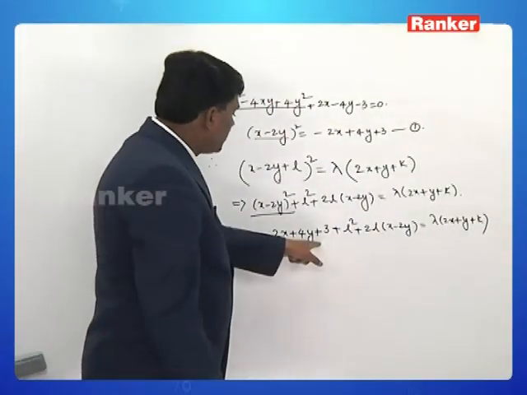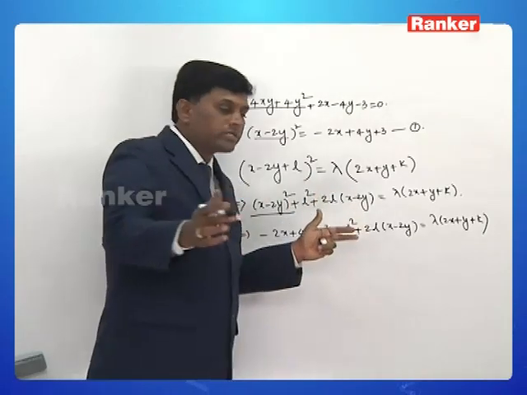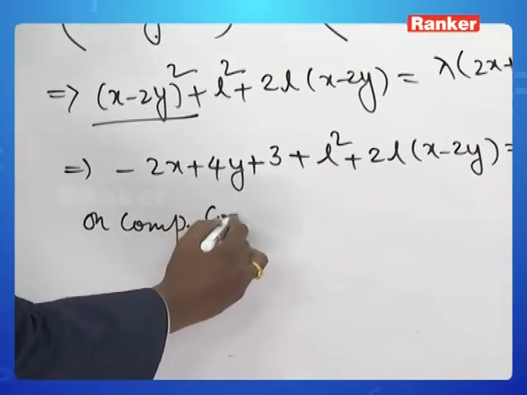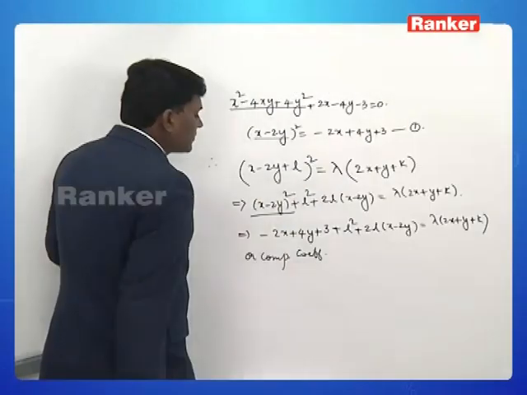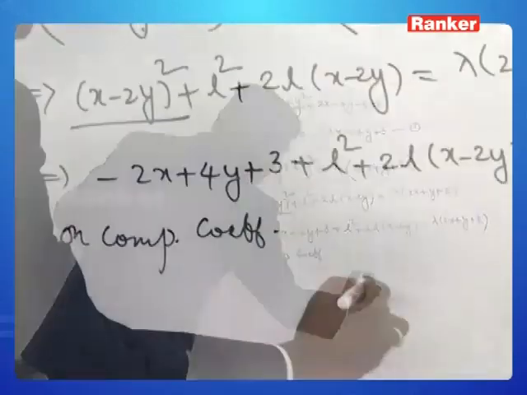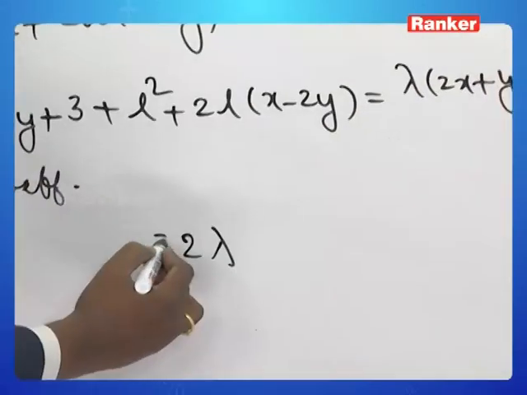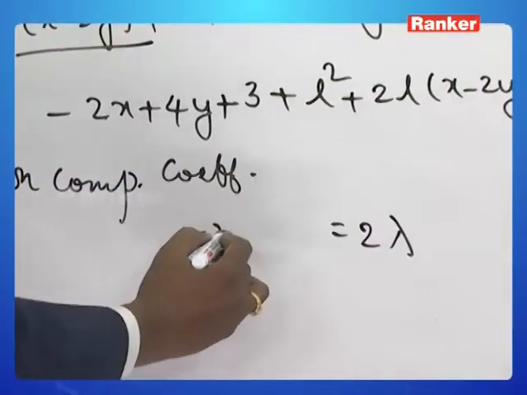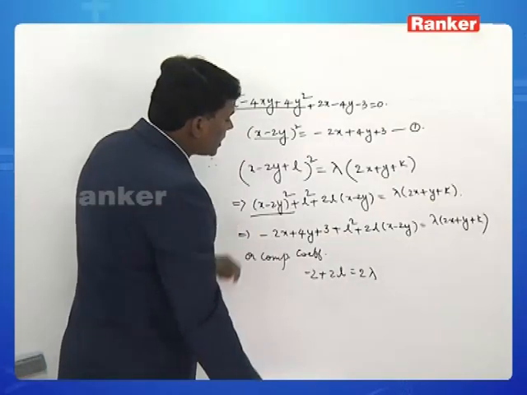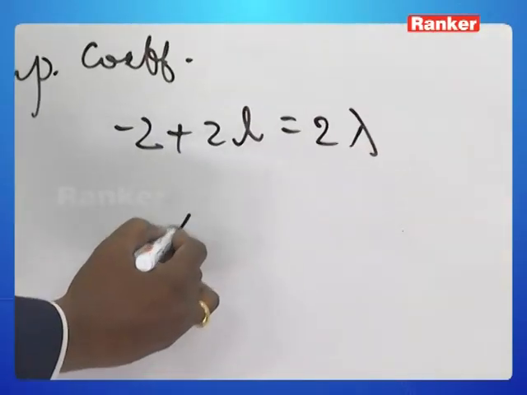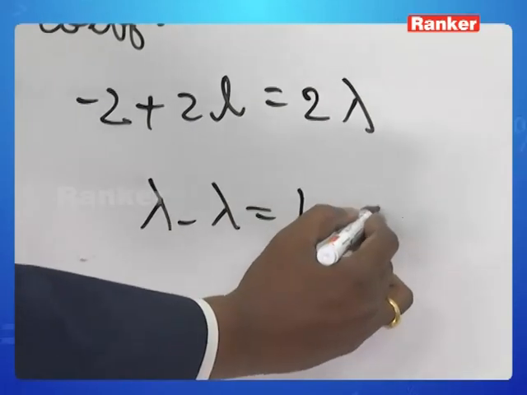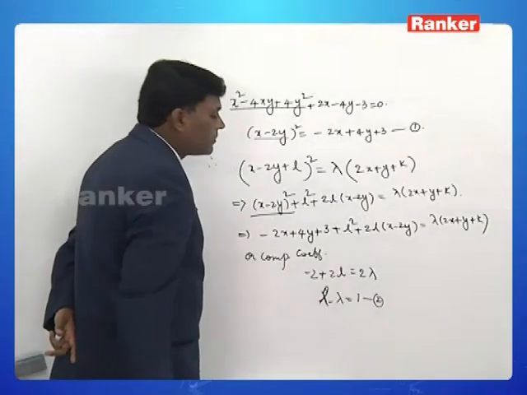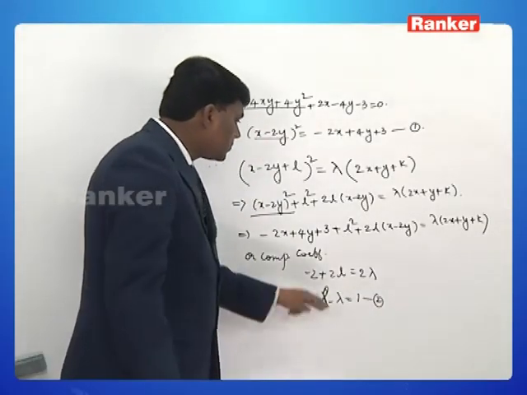Now, comparing the corresponding coefficients on either side, if we compare the x coefficients, the right side is 2 lambda, and the left side is minus 2 plus 2L. The 2 cancels entirely, and you get L minus lambda equals 1. Take this as equation number 2.